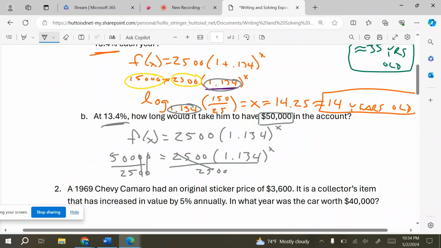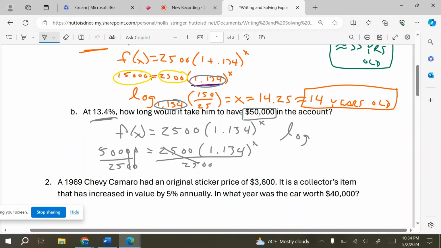And now I'm rewriting it the exact same way, but we already know that in order to solve, I'm going to have log base 1.134. But now it's going to be of 500 over 25 instead of 150 over 25. And that would give me my x value.